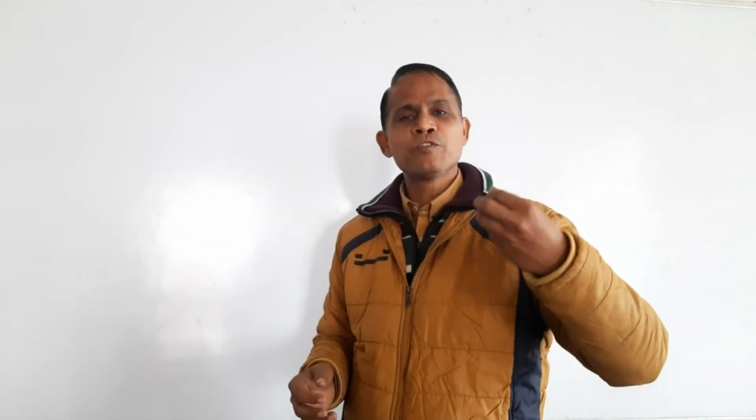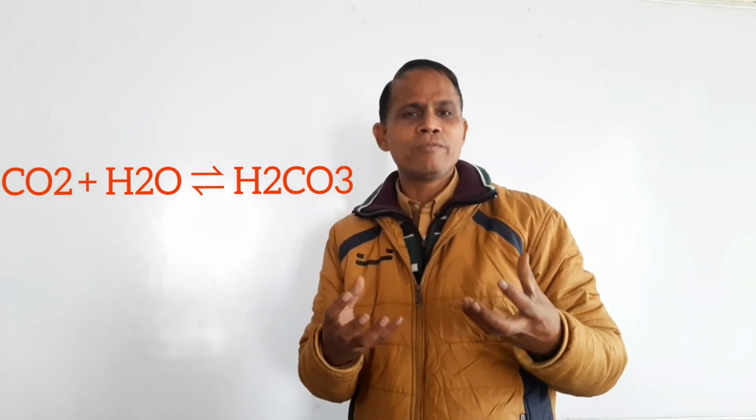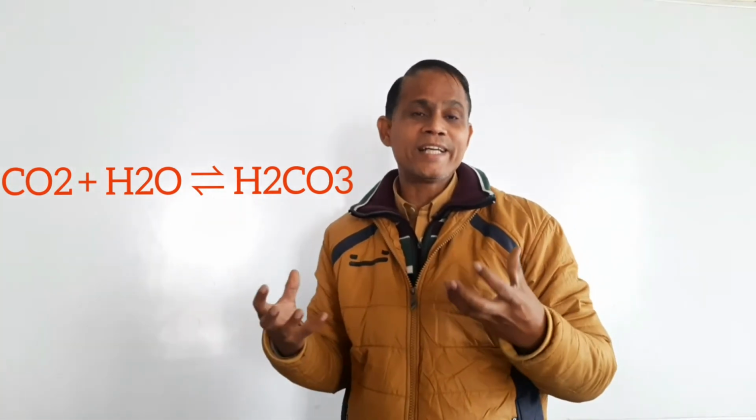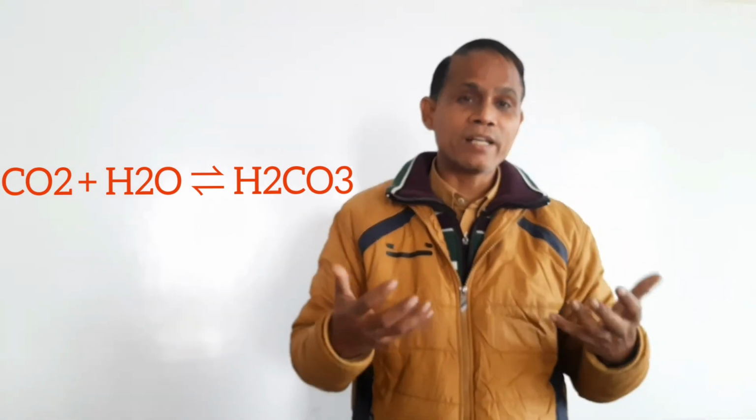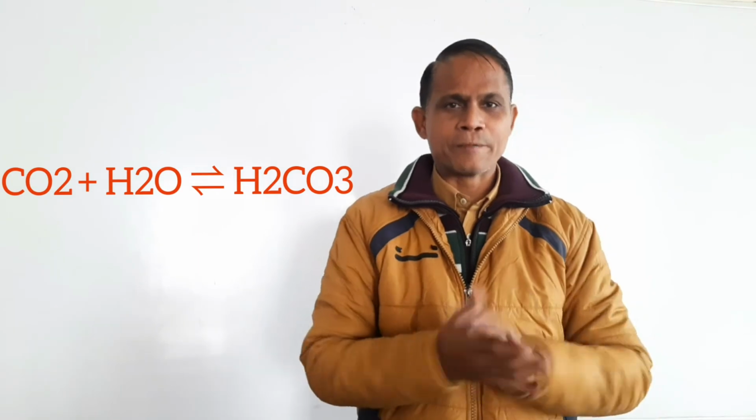For example, if carbon dioxide is passed through water, the water will become acidic, it will become carbonic acid, which I have already discussed previously, students. So these are the acidic oxides.